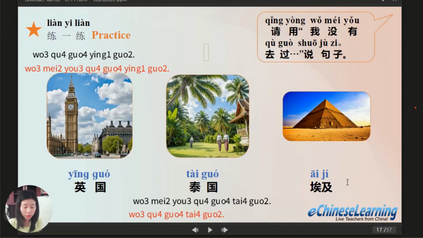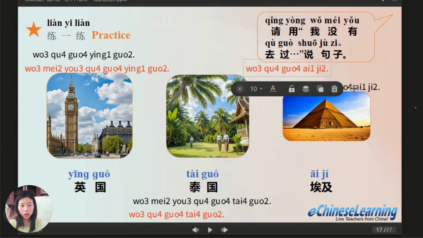Okay, so the last one would be 埃及. I think you will know which country it is, right? It's super obvious. So here we're going to say "I have been to". We say 我去过 plus the object. The object would be 埃及. 我去过埃及. The next one would be "I haven't been to". That would be 我没有去过埃及.